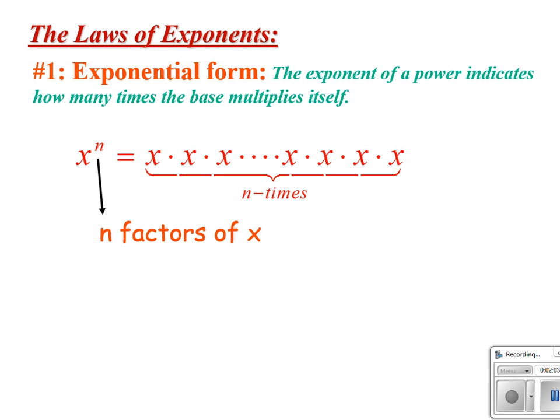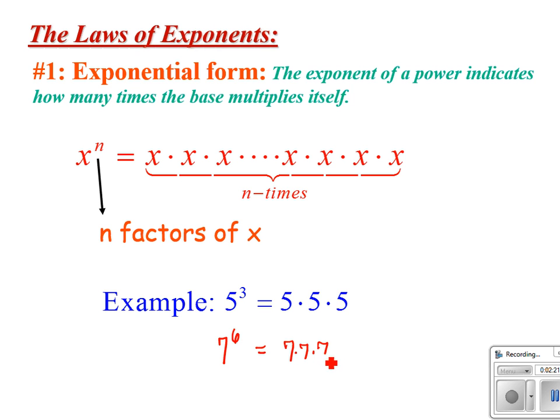The exponent is the factors of the base. The n tells you how many times you write the base. So 5 to the third would be 5 times 5 times 5. 7 to the sixth would be 7 times 7 times 7 times 7 times 7 times 7. 6 sevens, okay? So 6 factors of 7.